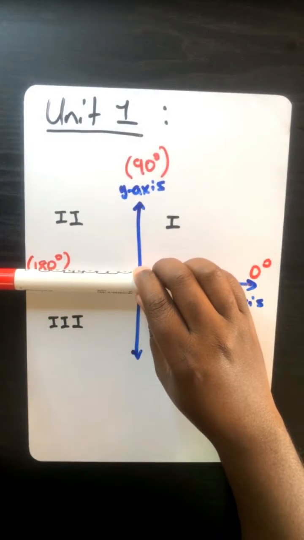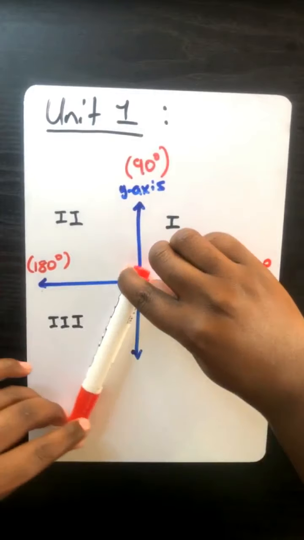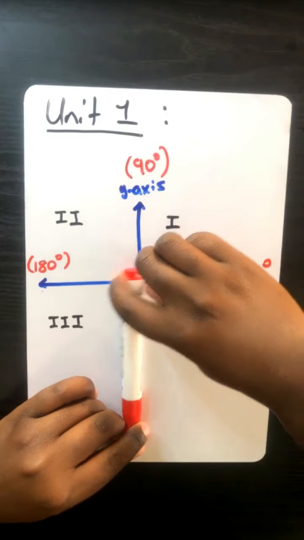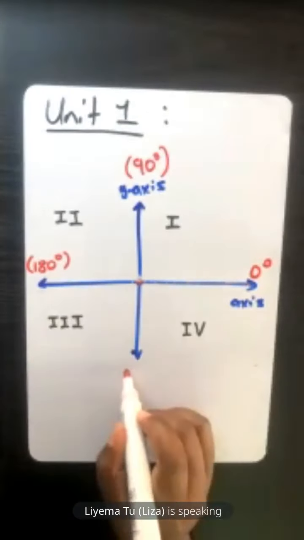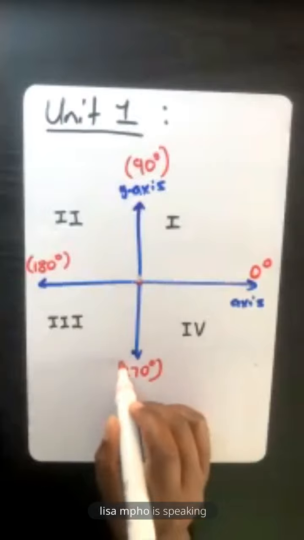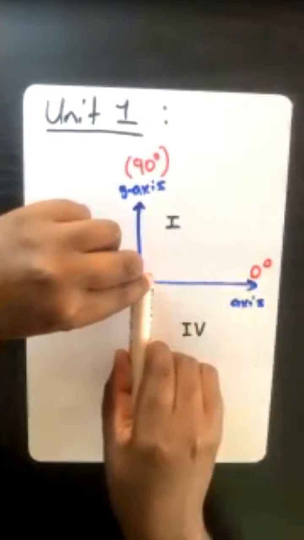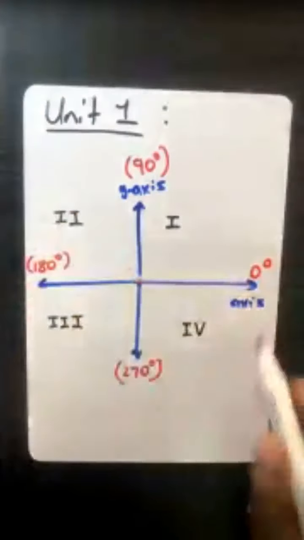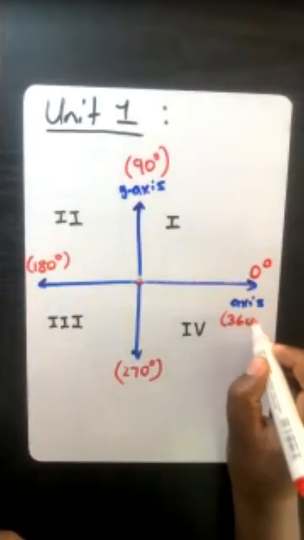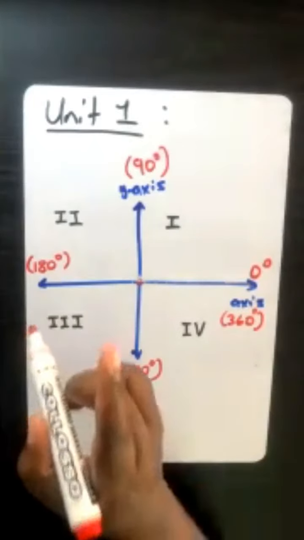Remember, the movement is 360 degrees, anti-clockwise. Up to there. What is that angle, guys? 270 degrees. So from 270, let's go up to the last point. Obviously, we know this is 360 degrees.